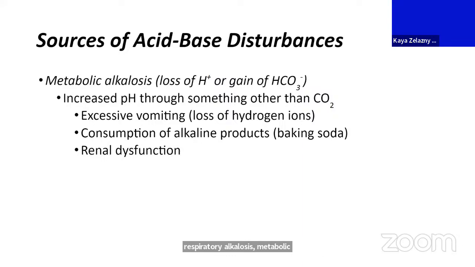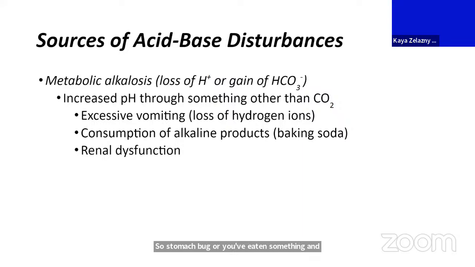Now, finally, metabolic alkalosis. So your pH is too basic, too alkaline, okay? So too high. And this is for a reason that doesn't have to do with your carbon dioxide. If it's your carbon dioxide, it's your lungs' fault. Okay. So this might be if you have a stomach bug or you've eaten something and you're vomiting way too much.